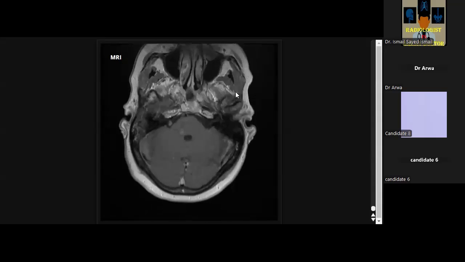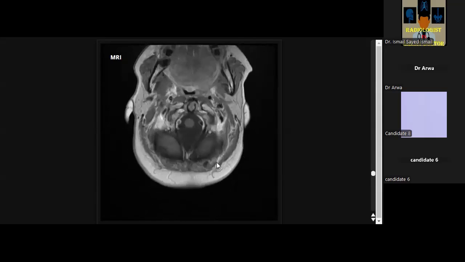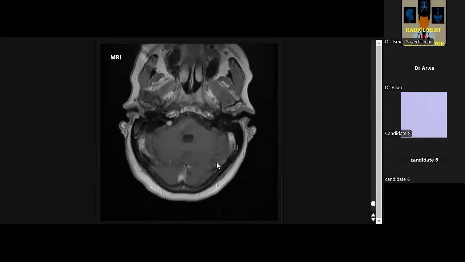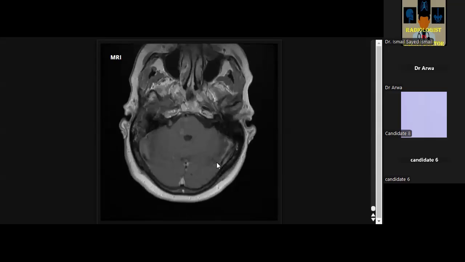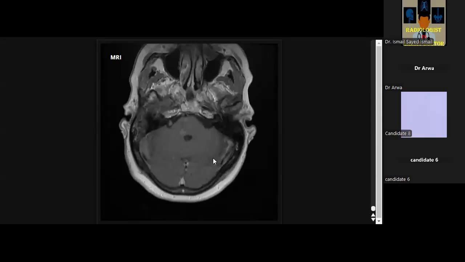Okay, I'm trying to look at the posterior fossa now. This is a post-contrast study, so you are looking for any enhancing lesions that may lead to a syndromic case. Yes, I think there is one. Yes, there is an enhancing lesion in the right CP angle.